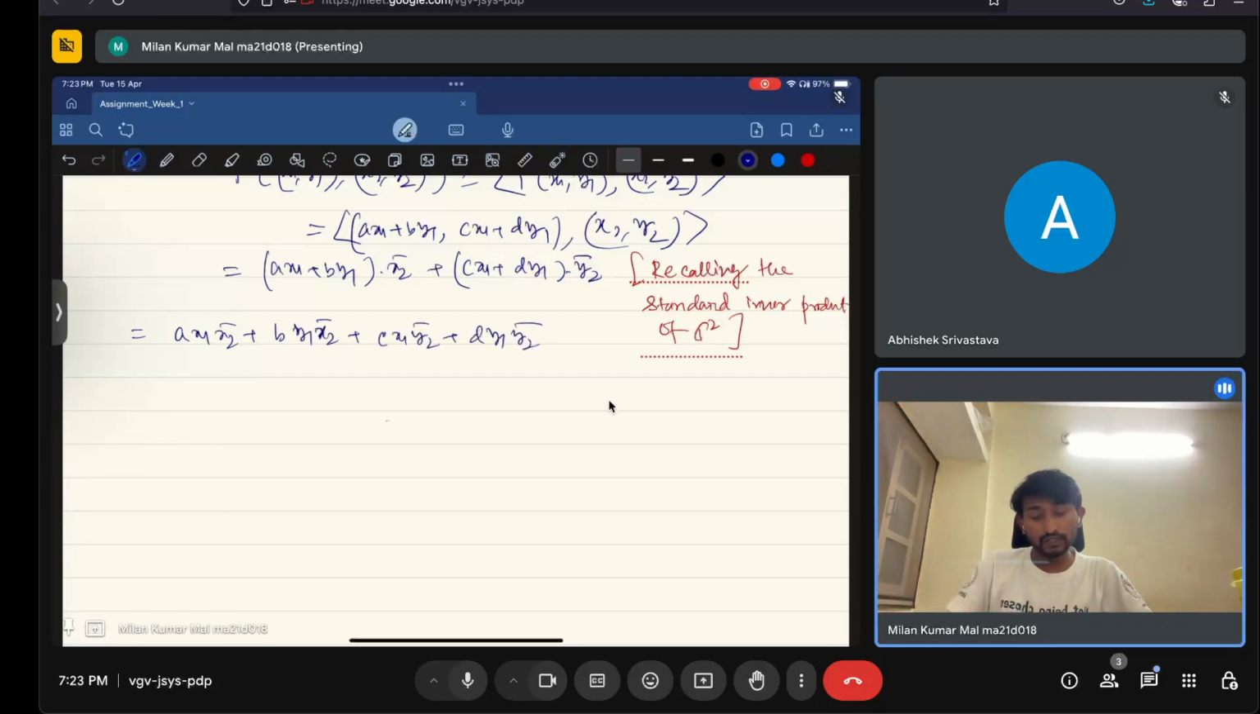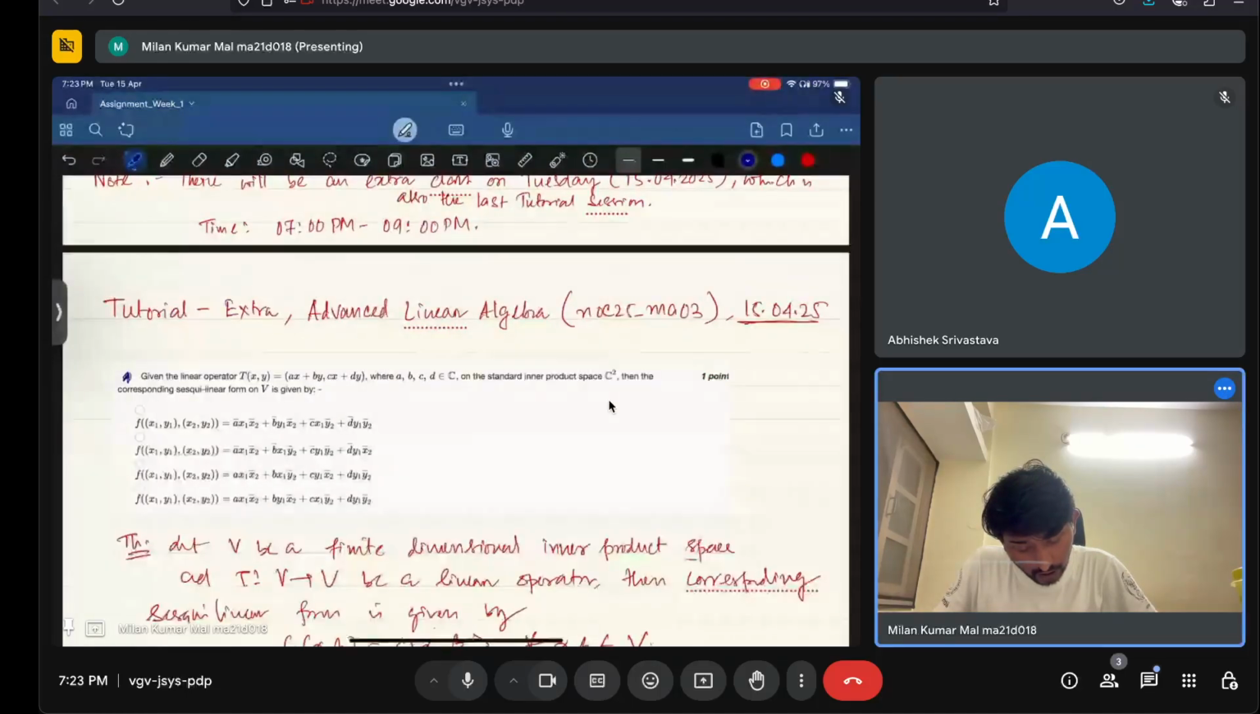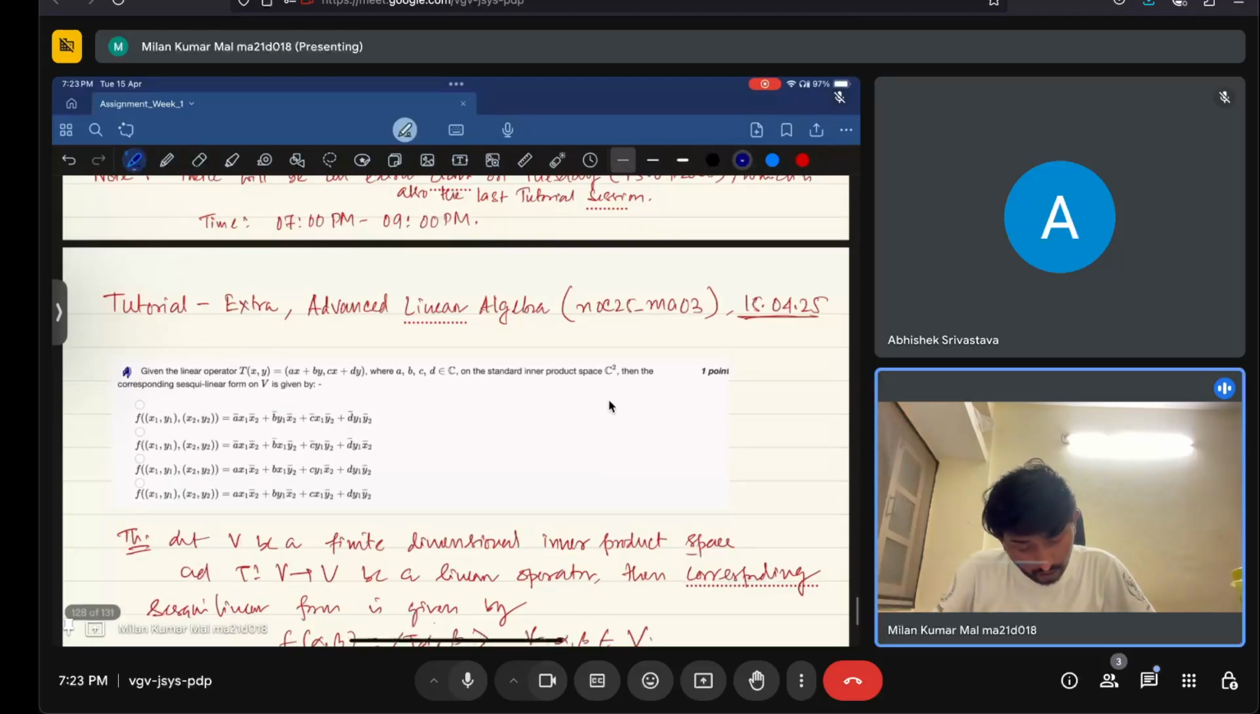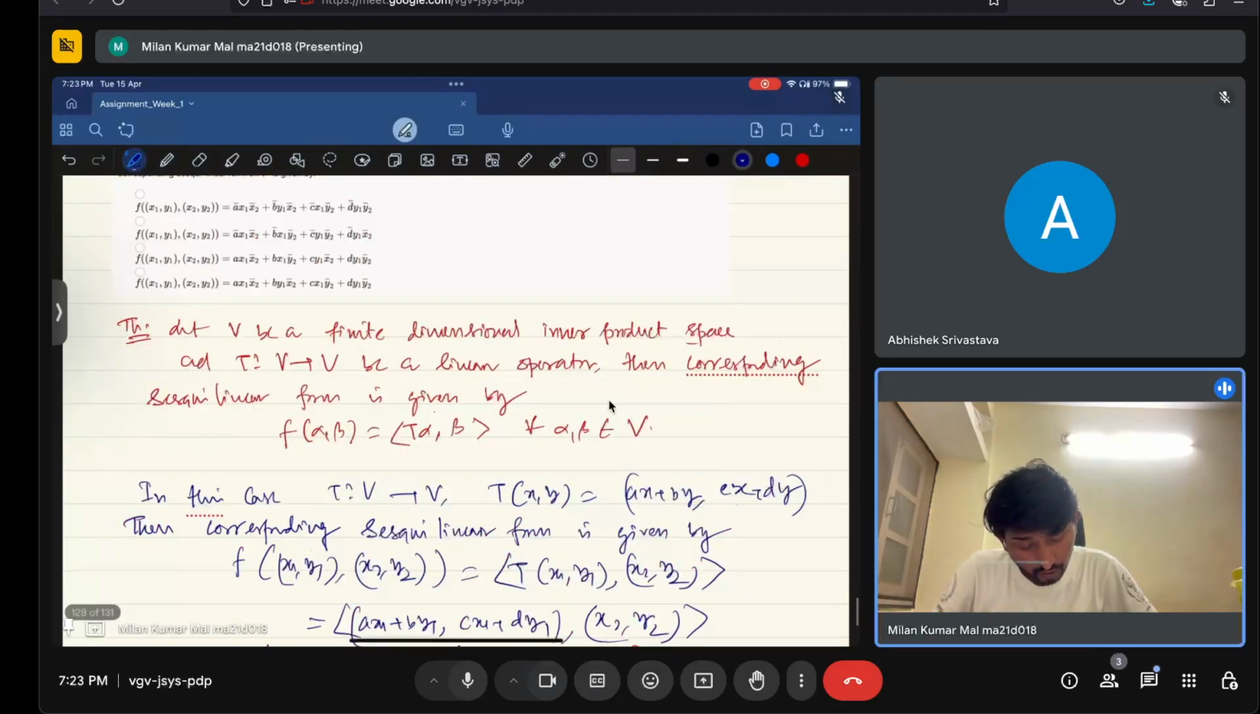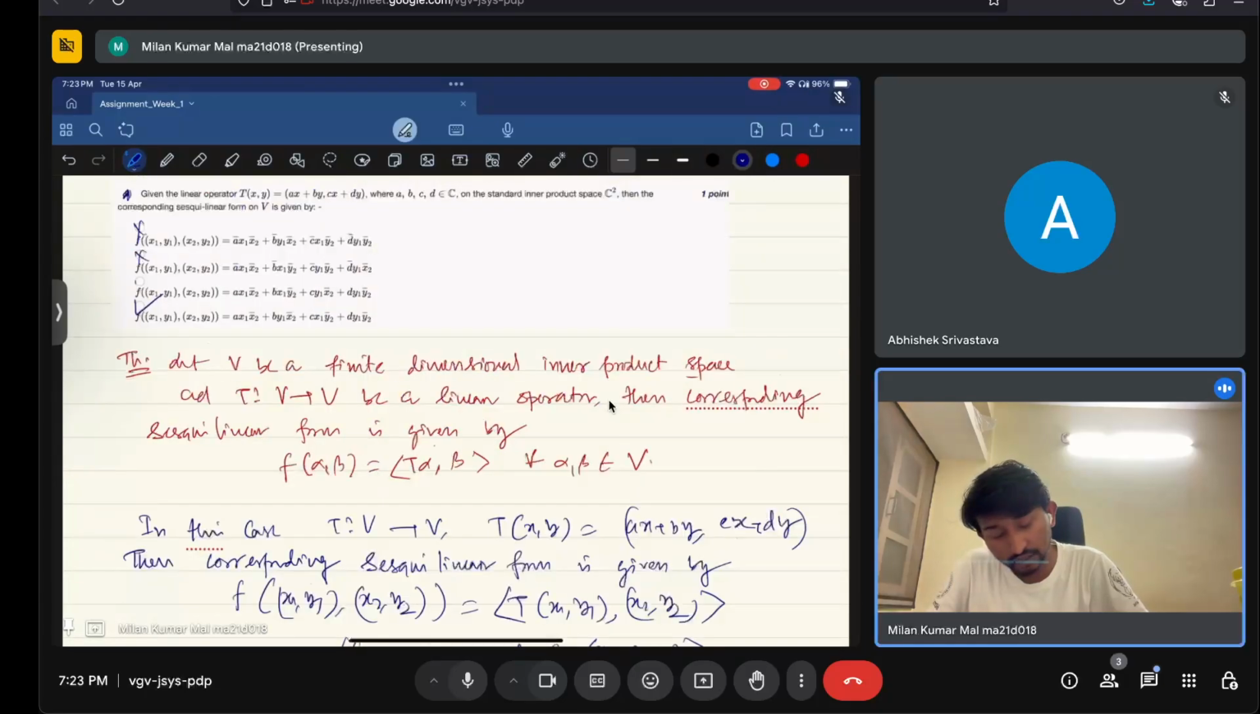So therefore, what is the correct option? You can look at this, this is the only correct option. x1 x2 bar, y1 x2 bar, x1 y2 bar, y1 y2 bar, yes, this is the only correct option, so all other options are automatically false here.